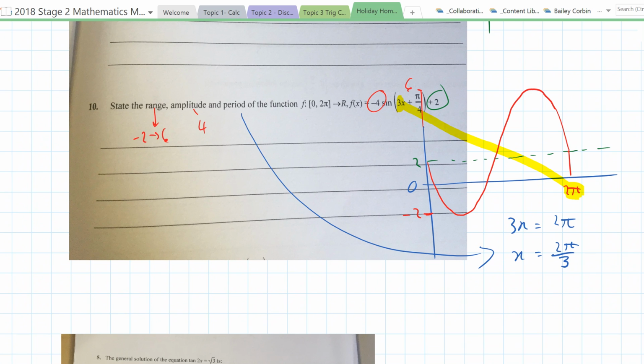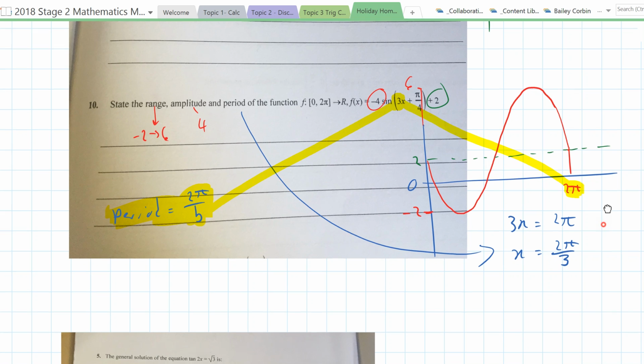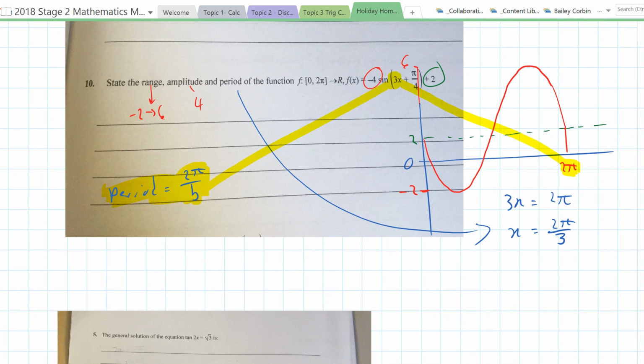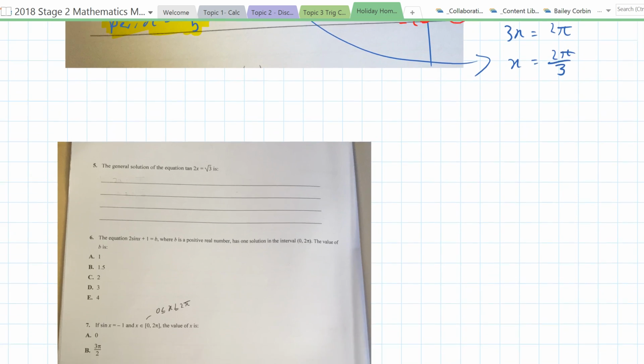The other way to remember this is that the period is always equal to 2 pi on b, where b is the 3 there. And that's probably a good formula just to know. And I think next week I'm going to give you a printout of part of the Year 11 textbook, to remind you of some of these formulas.